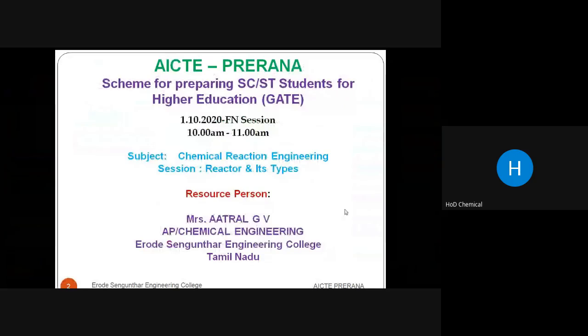AICTE PRERANA scheme for preparing SC and ST students for higher education. In this section, we are discussing the subject chemical reaction engineering. Under the topic of chemical reaction engineering, we discuss what a reactor is, and from reactor we have several types. After the several types, we have to learn how to design reactors.